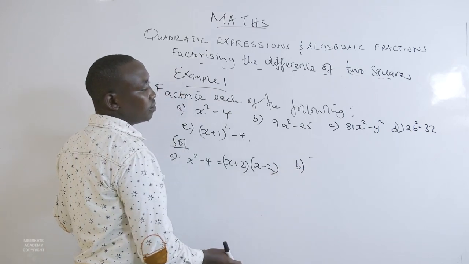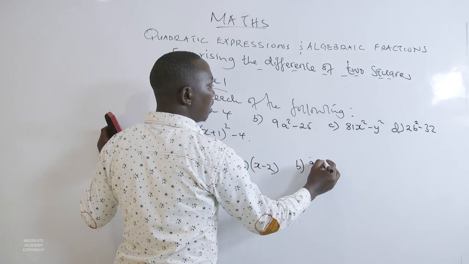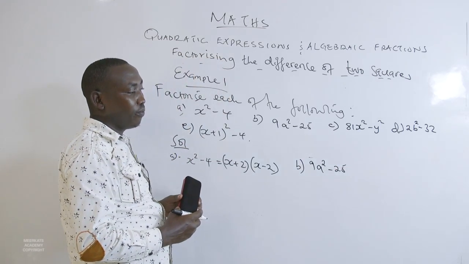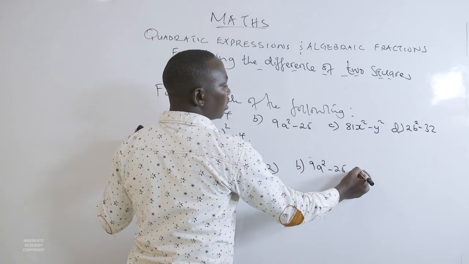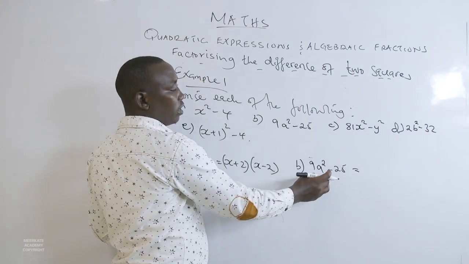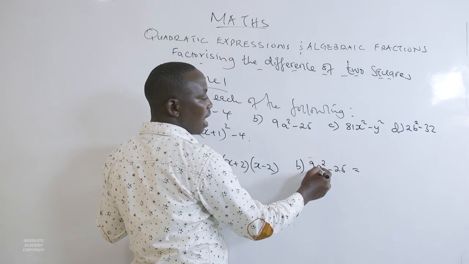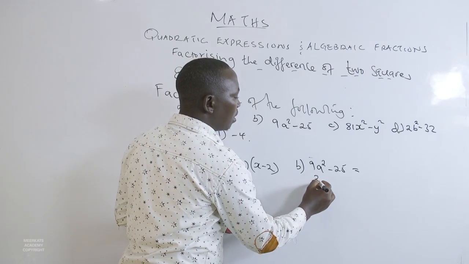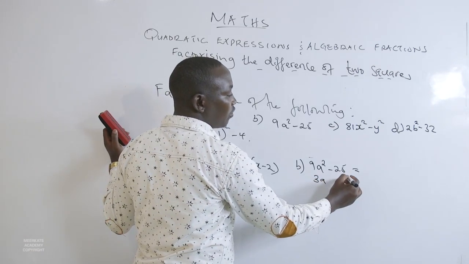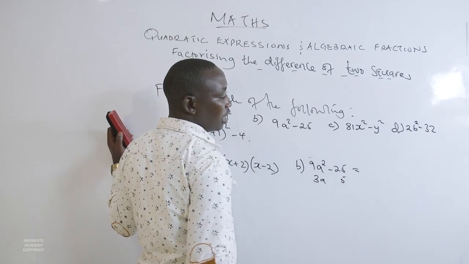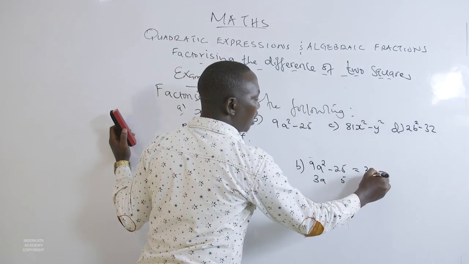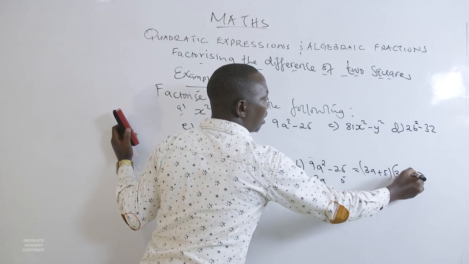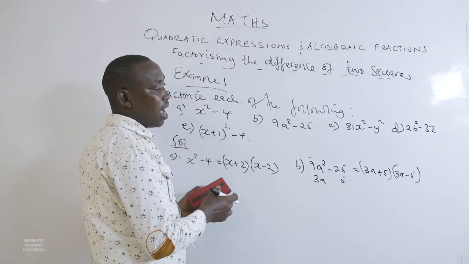Number B, we have 9a squared subtract 25. Now in this particular case, as you can see, the square root of 9a squared is going to be 3a. The square root of 25 is 5. Therefore, you put these factors in brackets. That will be 3a plus 5 multiplied by 3a subtract 5, and you are done.